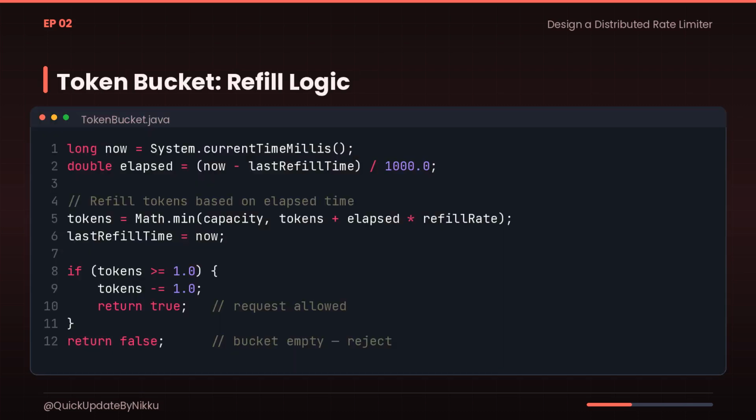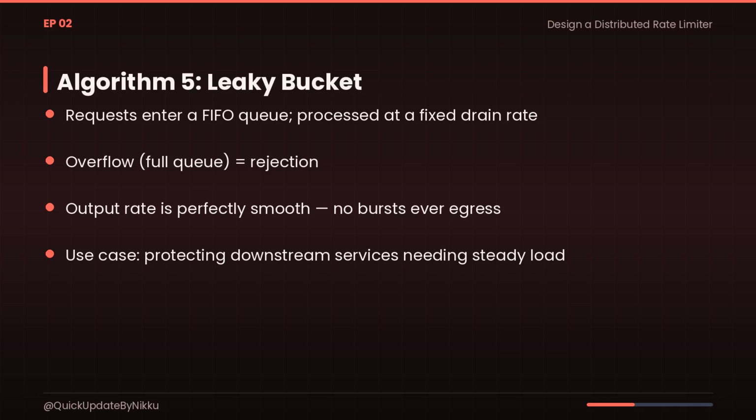The core refill logic computes how many tokens have accumulated since the last request by multiplying elapsed seconds by the refill rate. Tokens are capped at the bucket capacity, then one token is consumed for the incoming request. The entire state is two values, the current token count and the last refill timestamp. This is trivially storable in Redis as a hash, and the refill computation happens lazily on each request rather than on a background timer.